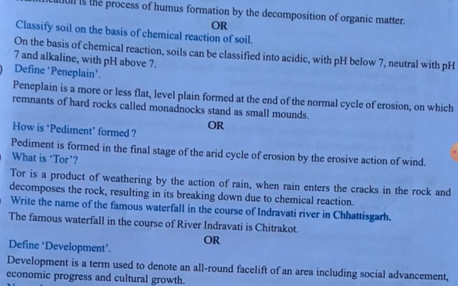What is tor? Tor is a product of weathering by the action of rain when rain enters the cracks in rocks and decomposes the rocks, resulting in its breaking down due to chemical reaction. Okay. Write the name of the famous waterfalls in the course of Indravati river in Chhattisgarh. The famous waterfalls in the course of river Indravati is Chitrakoot.